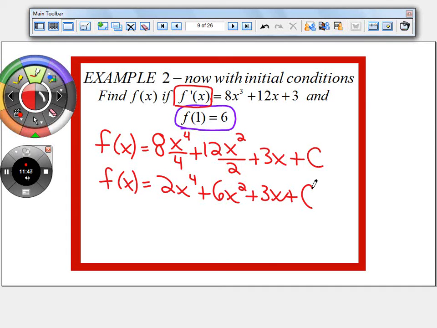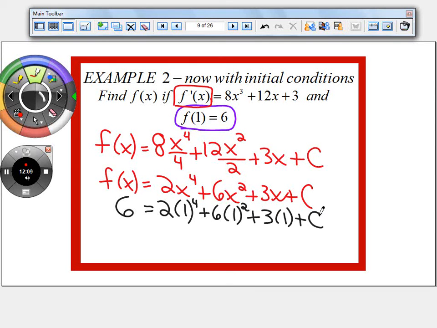And so they tell us that f of 1 equals 6. So we're just going to plug in a 6 for the y, and we're going to plug in a 1 everywhere else. And we should be able to nail down what the c is. So show the work on that, and if you solve this for c, I bet you can do that. So c would equal -5.